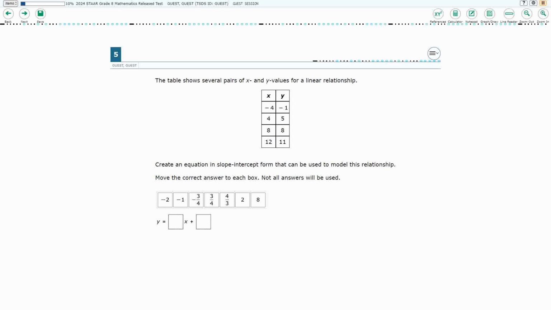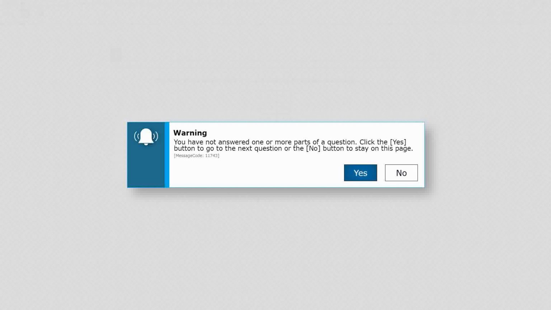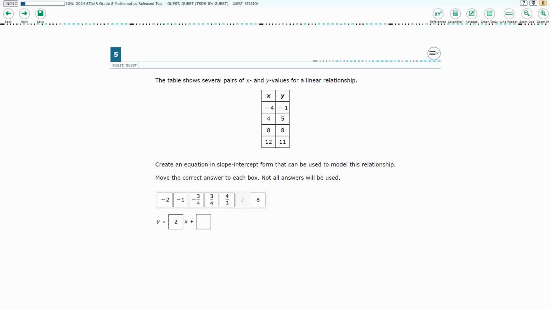So this is a 2-point problem. We need to drag some of these into boxes, and you notice that we can only use each one once. Sometimes drag and drops can be used twice. So if we were to randomly select one and just try to move on, it is going to give us the error message. 2-point problem, so let's make sure that we get both points.